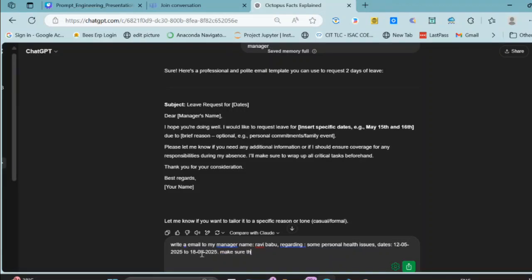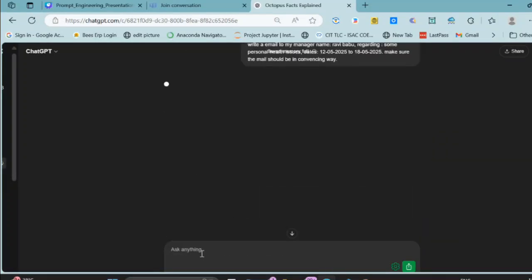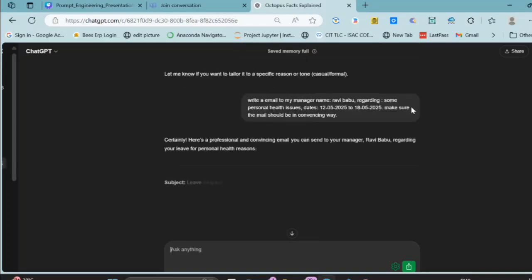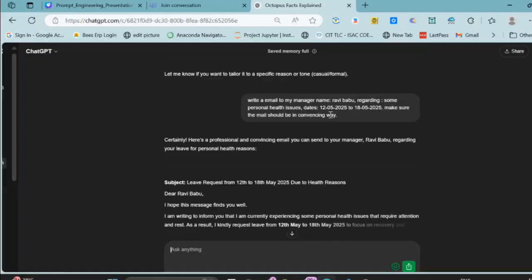Make sure the mail should be in a convincing way. Okay, let's see. Here I have provided the manager name, main reason, dates, and finally I gave: make sure the mail should be in a convincing way.